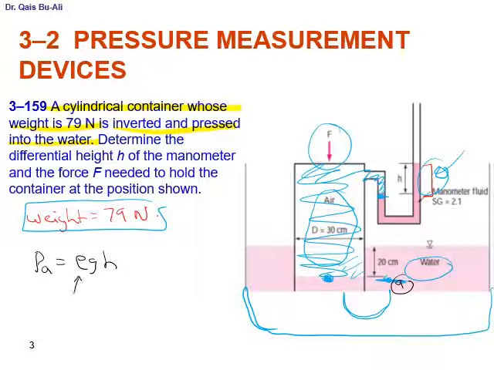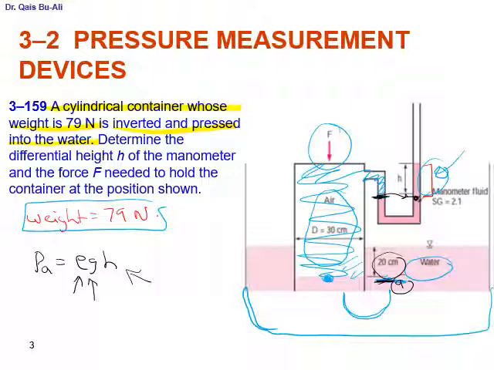Rho is the density of water, 1000 kilogram per meter cube. G, you know it, 9.81 meter per second square. And H is given to you, 20 centimeter. So you can get the pressure at this point, which is the same as the pressure at this point. But once you know the pressure at this point, then you will say, now the pressure here is equal to the pressure here, because these are 2 points at the same elevation connected by the same static fluid.